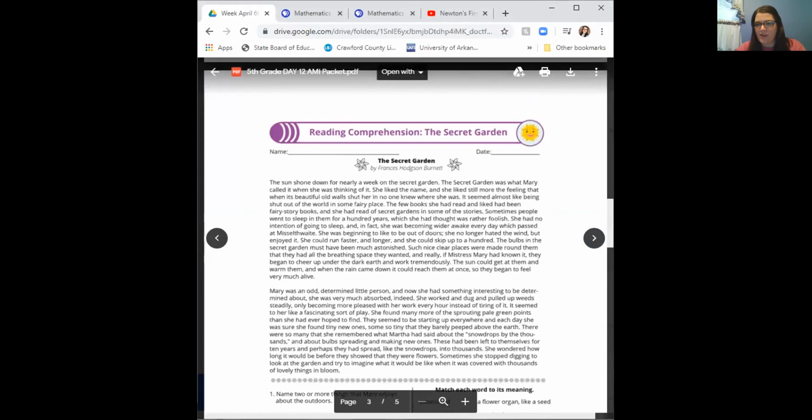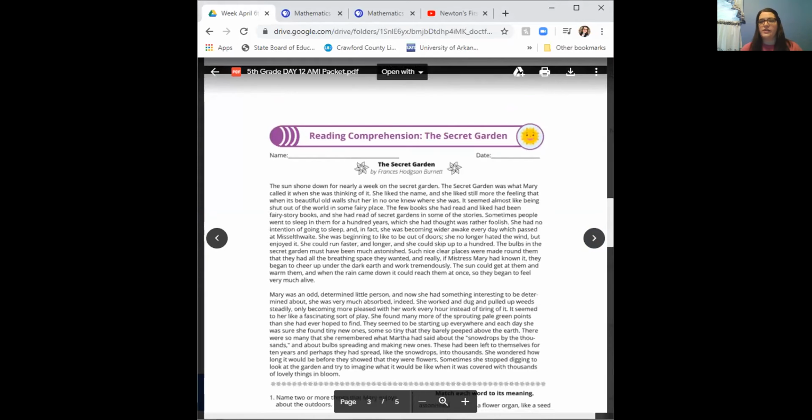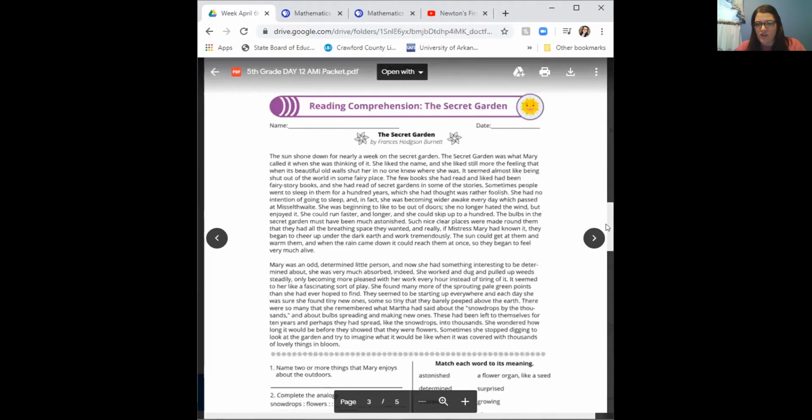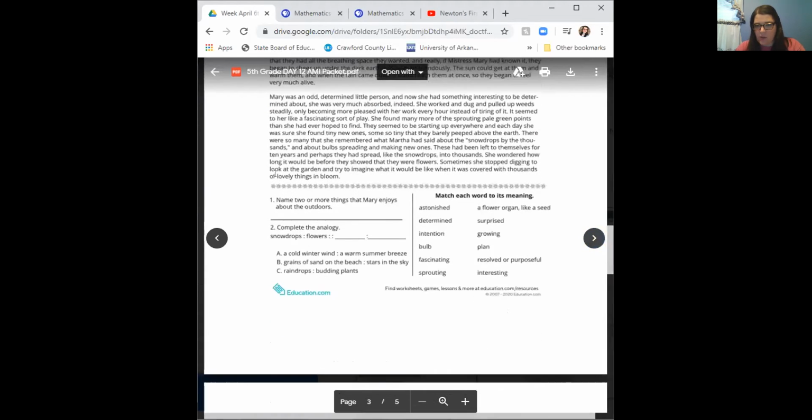So if you choose to do option 3 and read the reading passage and answer the questions, today's reading passage is The Secret Garden. So it has a little piece from the book, The Secret Garden by Frances Hodgson Burnett. And then the same as yesterday's, it gives you these 3 questions.